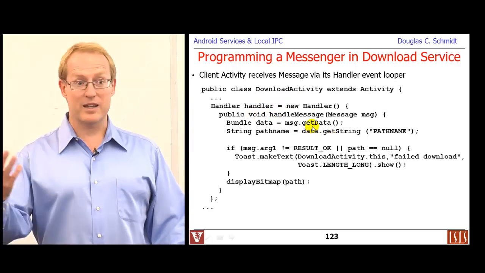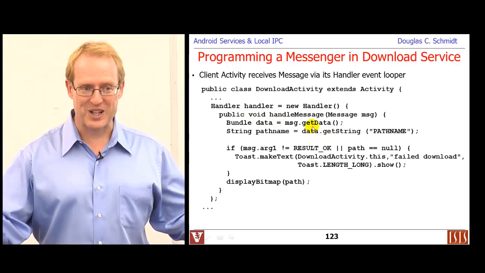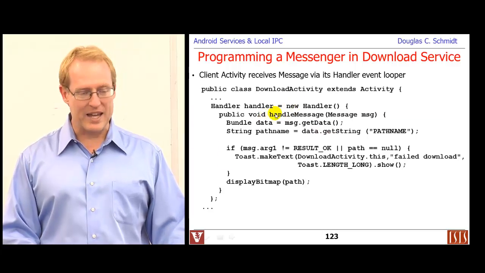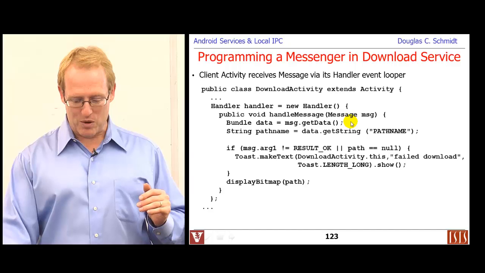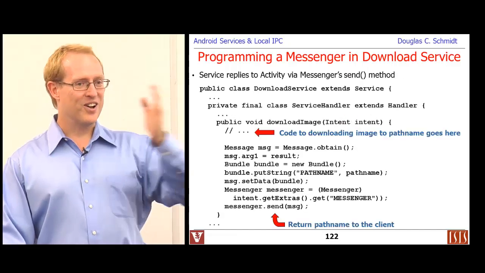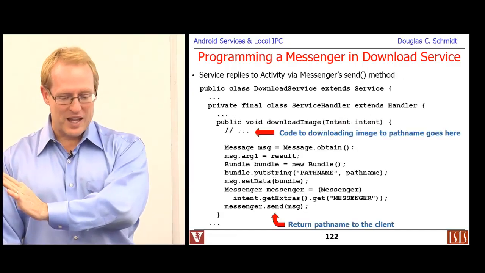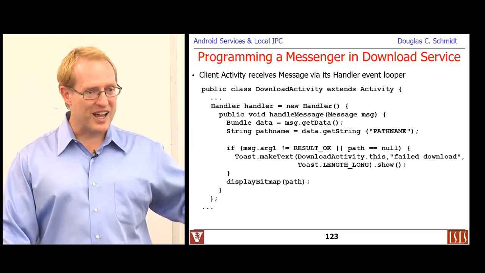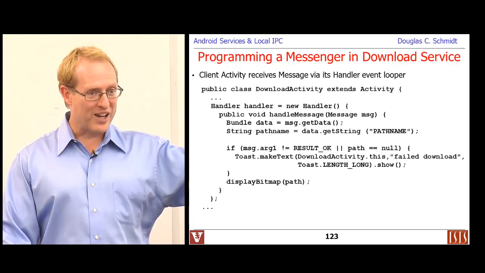And this handler is made in the main thread because there is only one thread on the client side at the moment. And this guy is going to have a handle message method. And when send is called over on the service side, that's going to end up triggering handle message being called back on the client side in the UI thread.